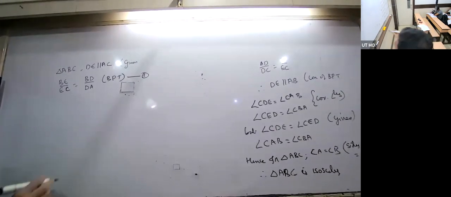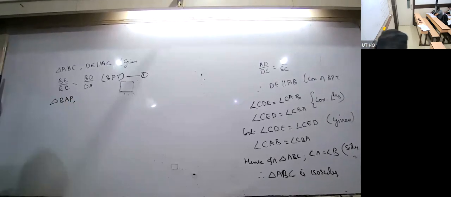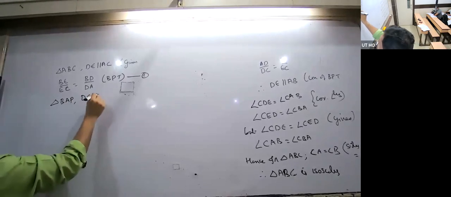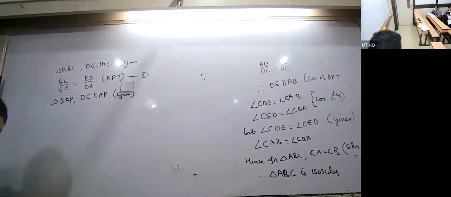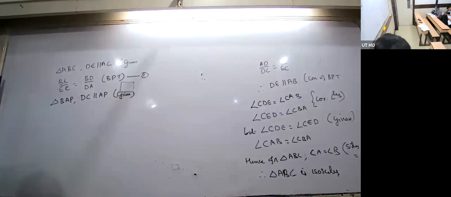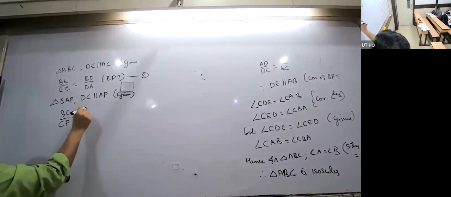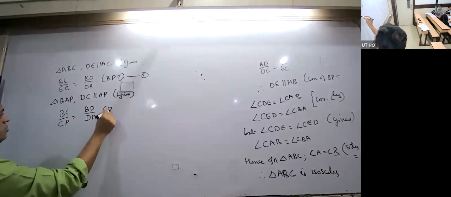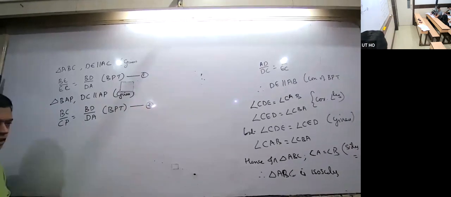Triangle PAP, yes or no? What is parallel to what? DC is parallel to AP. That also is given. So then again, what will you get? BC upon CP is equal to the other side, BD upon DA. Same BPT, you can write Thales theorem or basic proportional theorem.